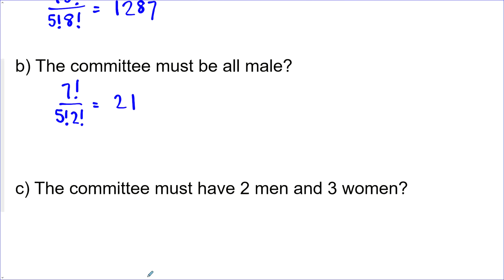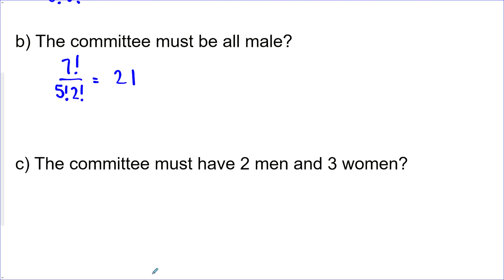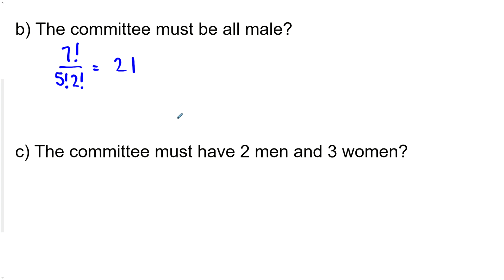Now the last one, we're going to treat the men and the women different. So to be politically correct, we must have 2 men and 3 women. So for the men, we've got 7 of them, and we're going to want 2 of them on our committee, and we're going to leave out 5 of them.